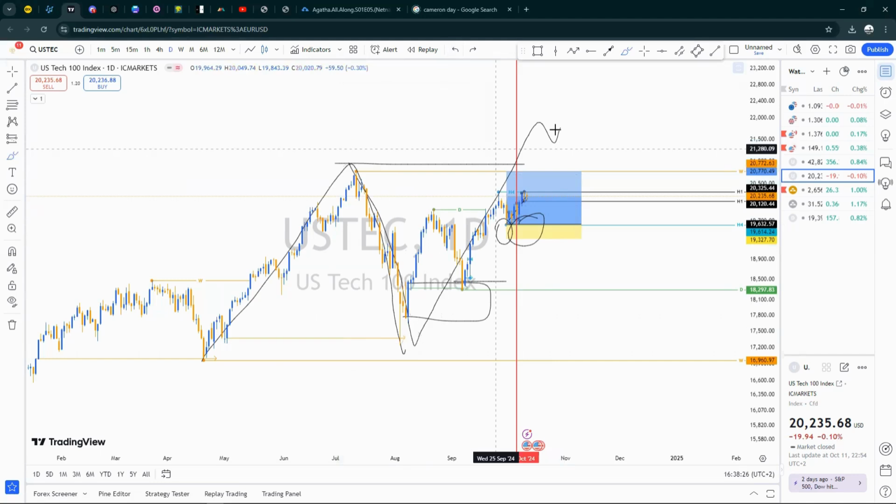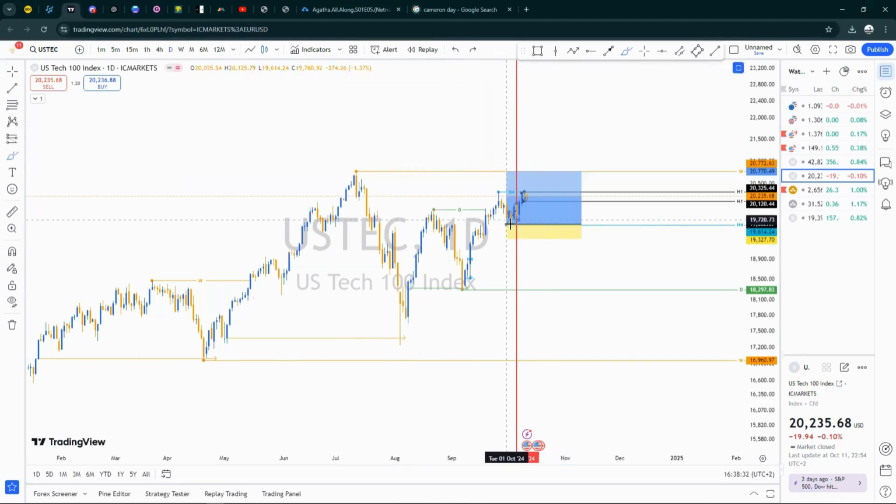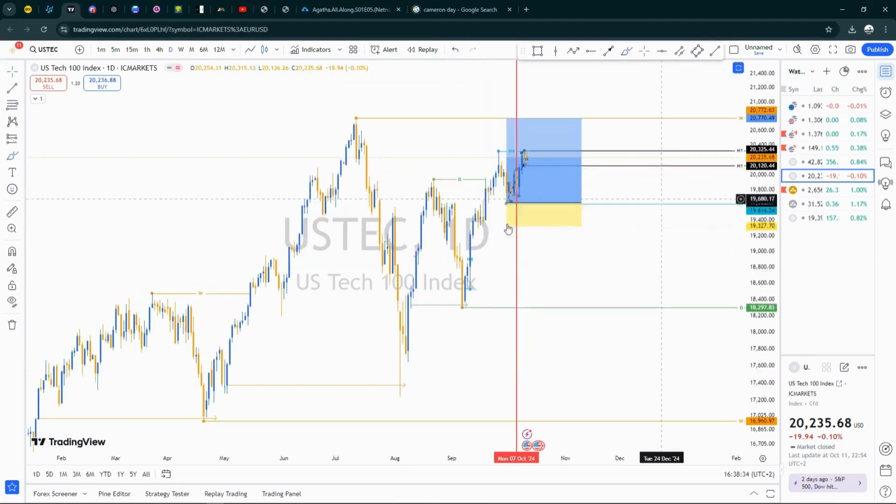But sometimes the trade, you can get the confirmation outside the range. But this one was the one that I got. So we'll see what happens.